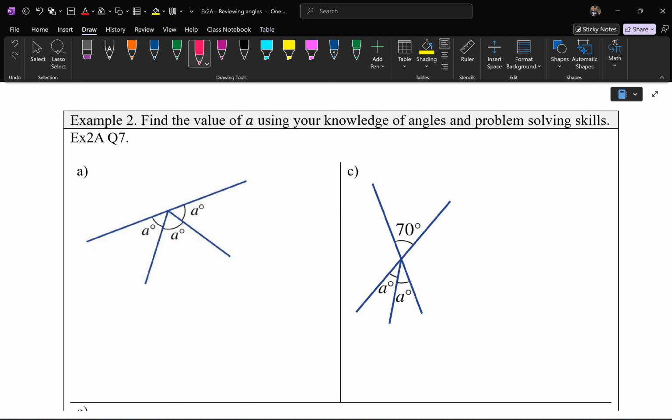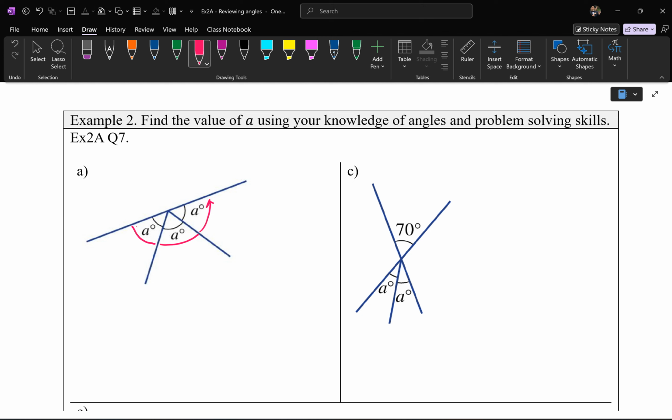So here we go. Let's have a look at this one. Similar to what I just taught you just now. Can you see this is A plus another A plus another A. What kind of angle is this? Can I please have... What was that?